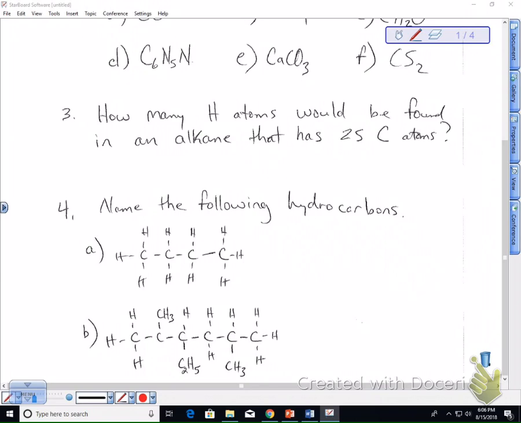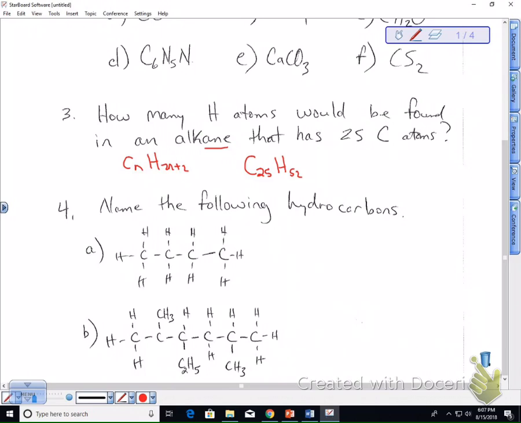Let's start with number 3 here on the screen. It says, how many hydrogen atoms will be found in an alkane that has 25 carbon atoms? Well, the thing that I want you to remember is, what does it mean to be an alkane? It means to be saturated. And so we had a little generic formula that said CnH, if you're saturated, you will always have 2n plus 2 hydrogens if you're an alkane. So if that's the case, this is going to be C25, and then do the math, 50 plus 2, C25H52.